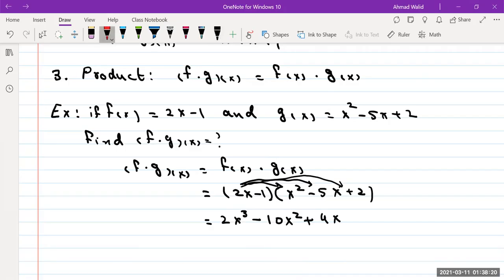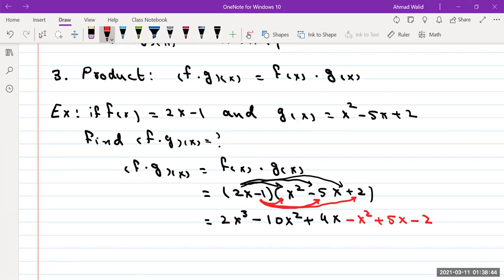Now distribute the second term like this. -1 times x squared gives you negative x squared. -1 times -5 gives you positive 5x, correct? -1 times positive 2 gives you -2.